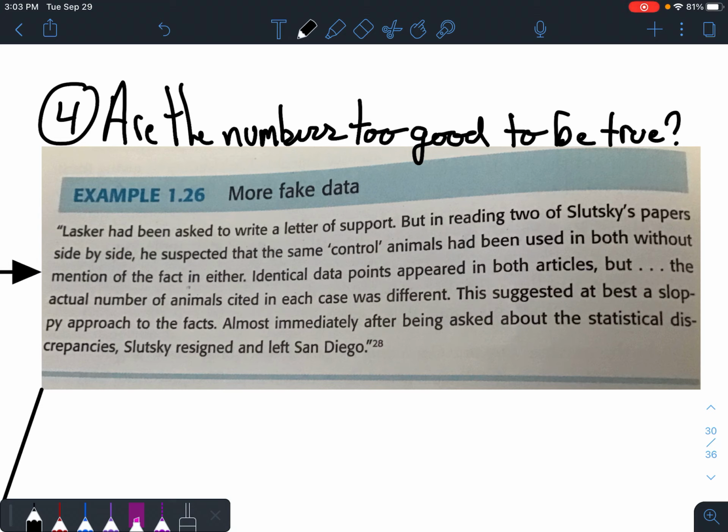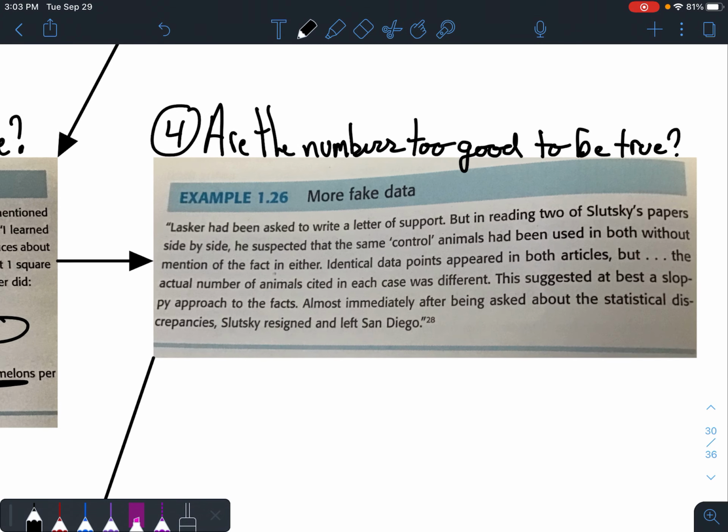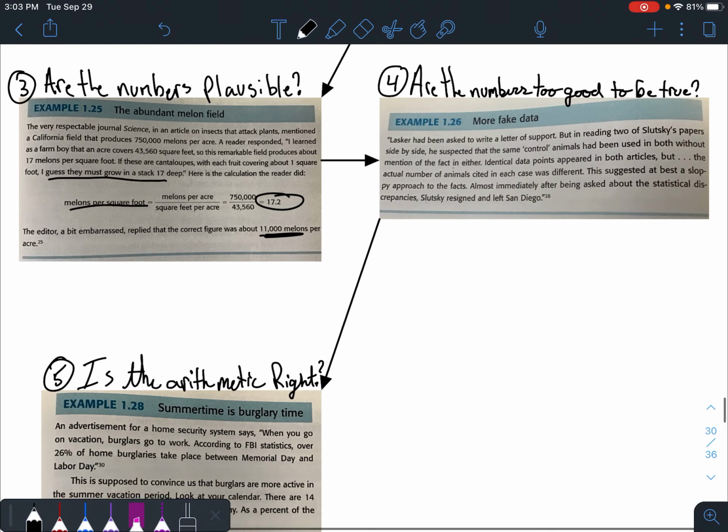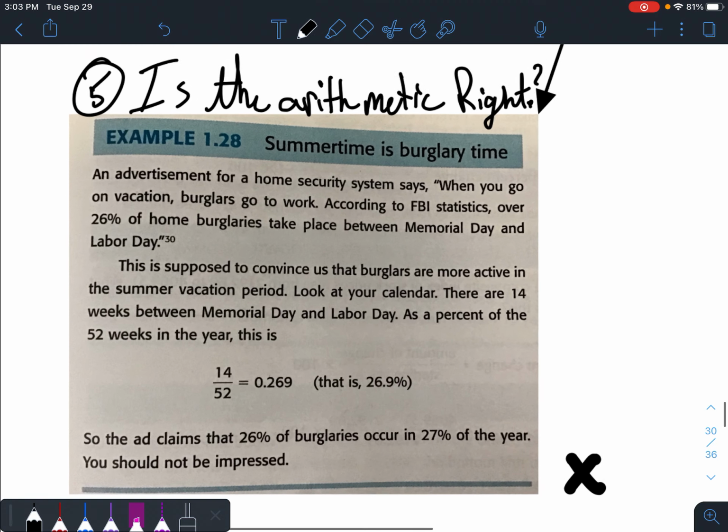So in this case, the suspicious regularity between the two reports, and an inconsistency in animals, leads to a little bit of suspicion. So are the numbers too good to be true? You're falsifying data, or you're copying data from something else and applying it to yours. Well, that's cause for concern and suspicion.